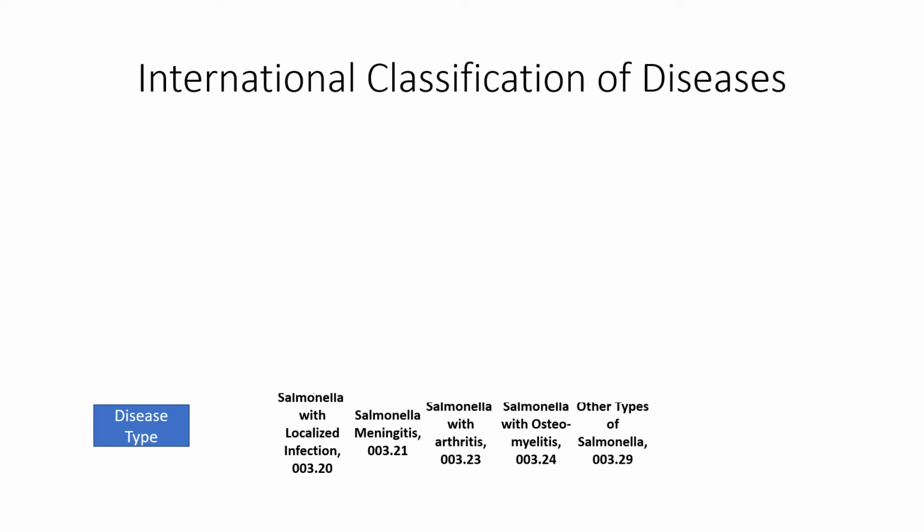Let's take a look at some data using the International Classification of Disease, which is commonly available in electronic health records. We usually have a code like 003.20, which is for Salmonella with localized infection. These are the disease types, the lower codes. Salmonella meningitis is 003.21, and so on. Other types of Salmonella is 003.29. Every different type has a distinct code.